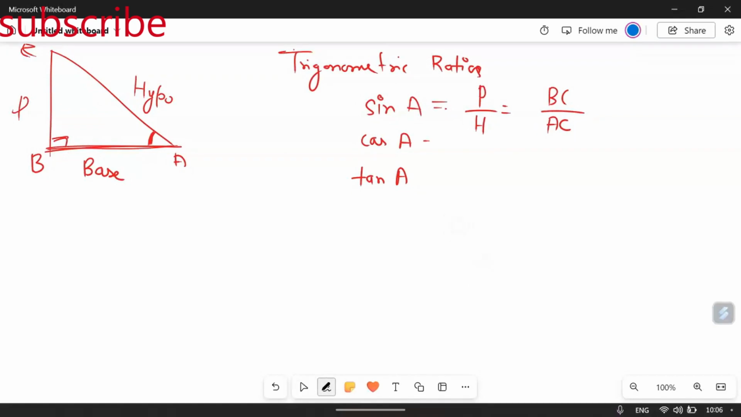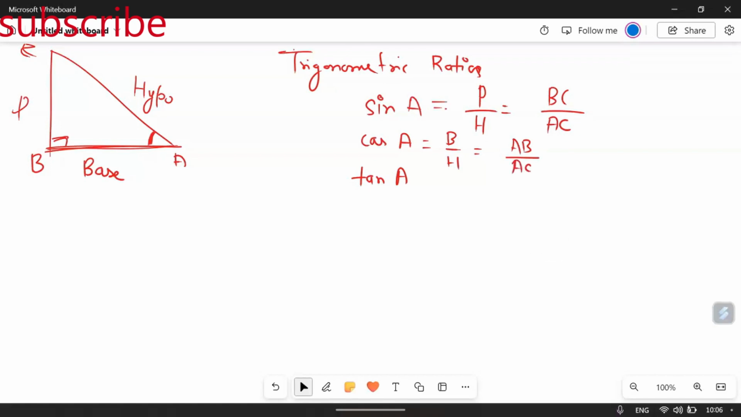Now we are talking about cos A. Cos A is the ratio of base upon hypotenuse. Base is your AB. We pronounce it sin A, cos A. A is the angle and sin A is the ratio. So AB upon AC.